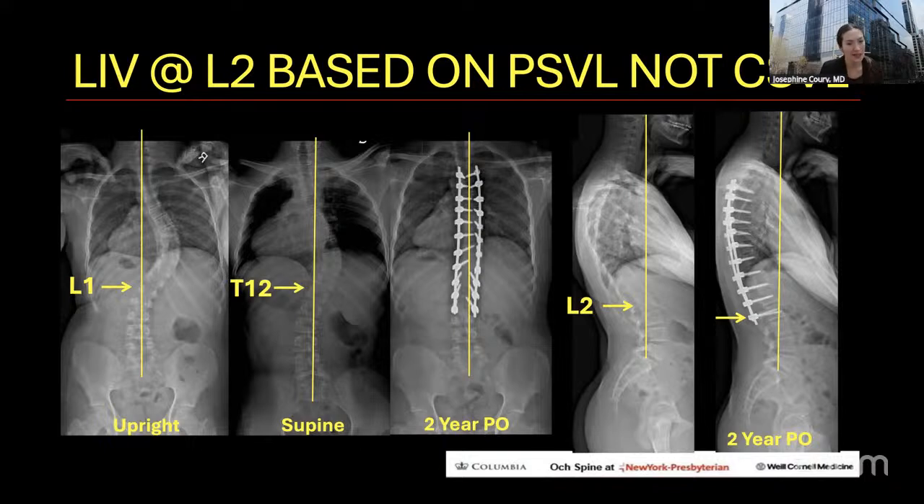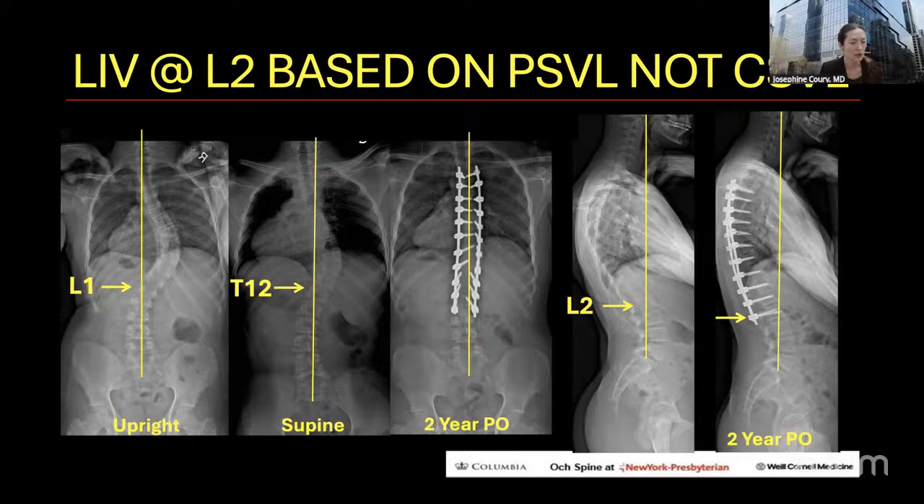You can still have excellent lumbar motion with an L2 LIV, and it's much more important to make sure that your patient is not going to have adding-on and come back for surgery than to preserve a very small 5% of their lumbar motion, since we all know that most of your lumbar motion comes from L3 to S1 as compared to T12 to L2.